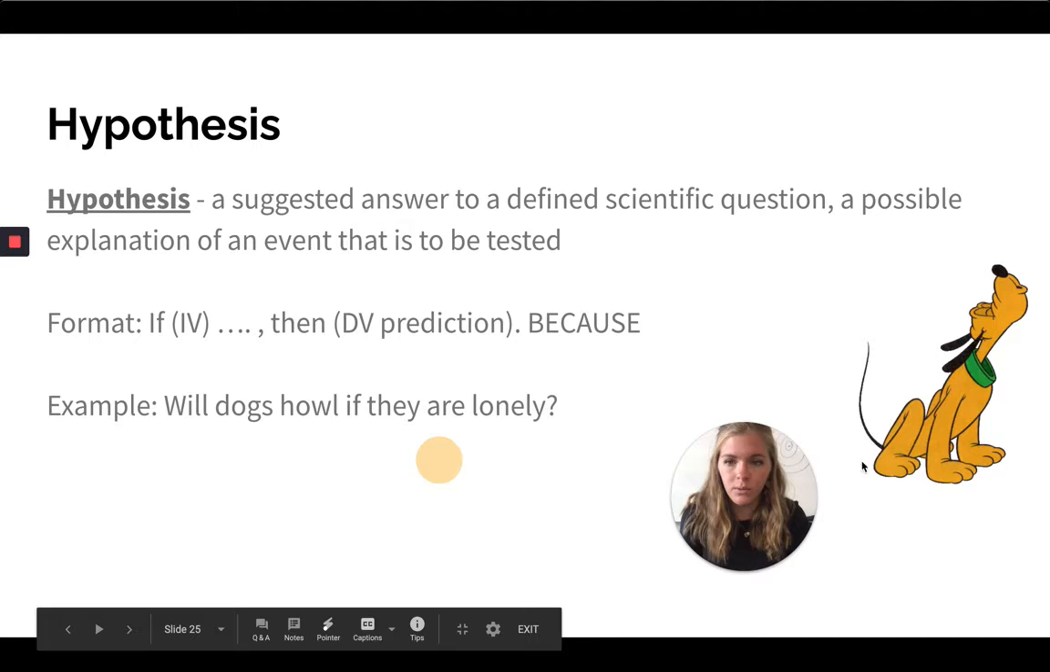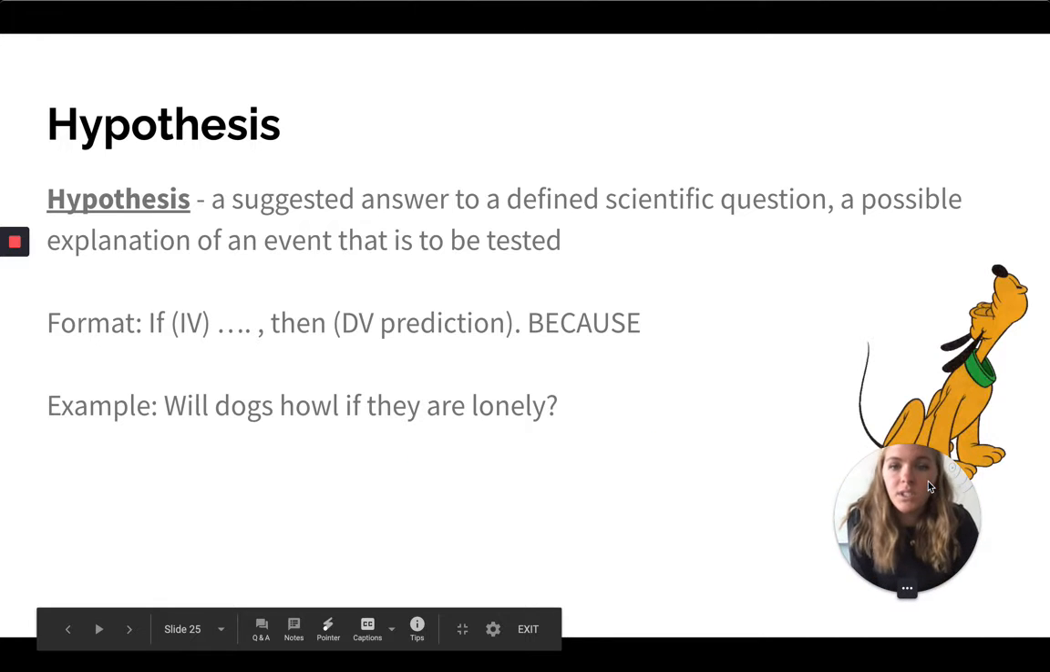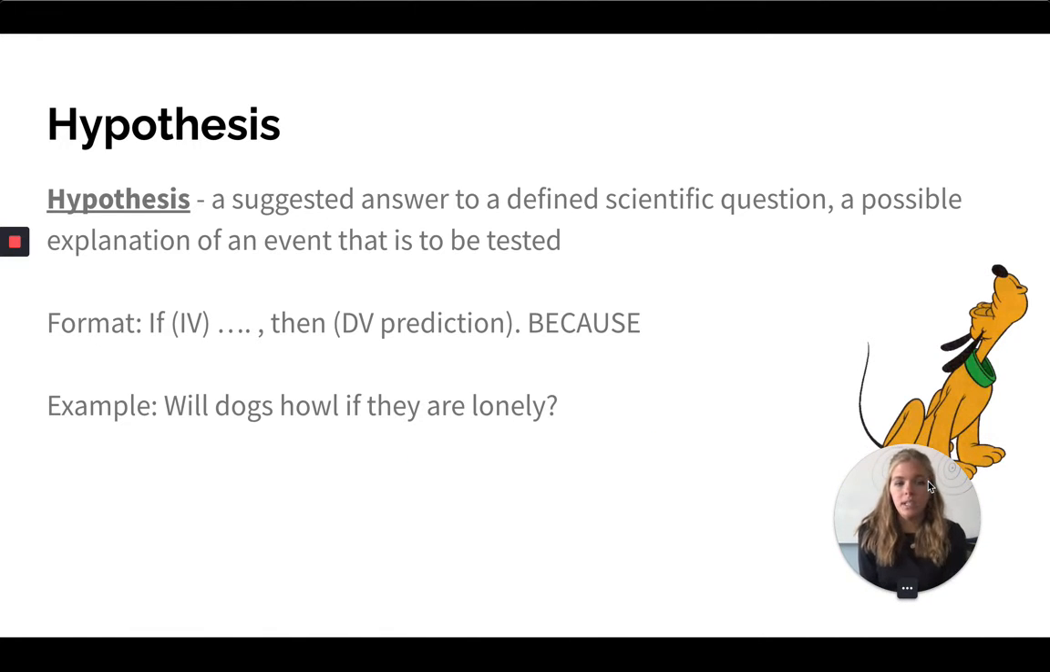So let's do a little practice. Example, will dogs howl if they're lonely? So go ahead and write a practice hypothesis for that. It might look something like, if dogs are lonely, then they will howl because they want other dogs to know they're there.